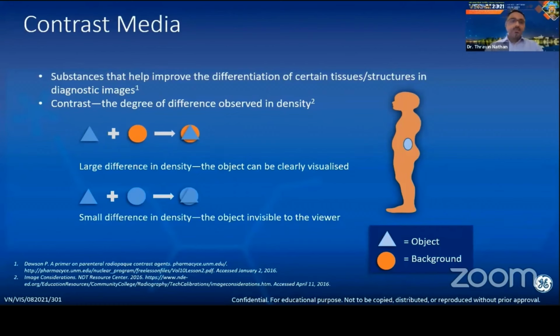So if you look at the first set of images on the screen, you will notice that the degree of difference is quite large. And therefore, because the degree of difference is large, the object is clearly visualized. In a situation where there is no difference or there is minimal difference in the density, the object can no longer be visualized by the observer or may be difficult to observe.